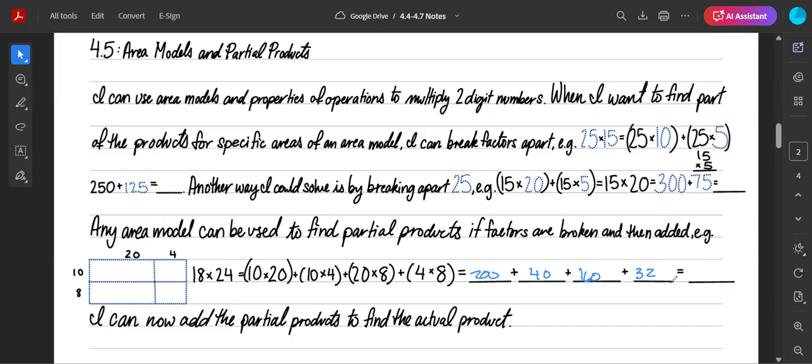And so now we have 18 times 24 with our total product being, here we have 360, 40 plus 32, 72. And if you think this looks familiar, like the question that we talked about earlier, you're correct. So yes, you can go ahead and put your total right there. And now I can add the partial products to find the actual product. So these are our partial products, and so now we can try to solve the actual one.